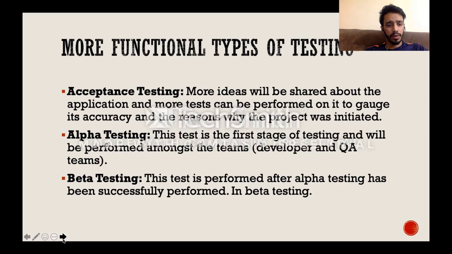The other one is acceptance testing. In this technique, more ideas are shared about the application and more tests are being run on the application to increase the accuracy. Next one is alpha testing. This is the first stage of testing and is performed among the whole team, which includes developer and QA teams. Beta testing is done after the proper testing through alpha testing.